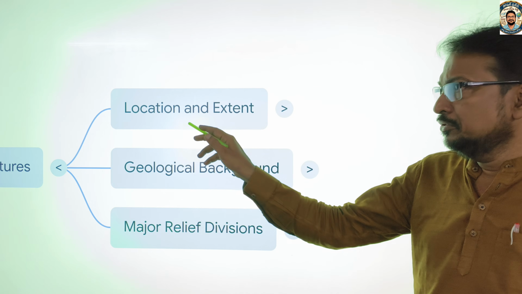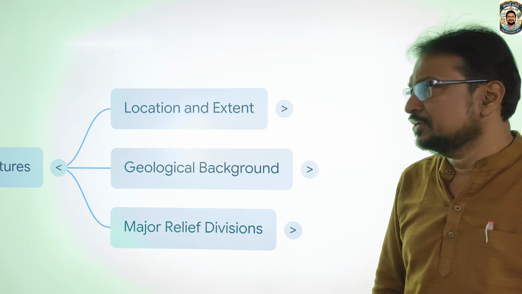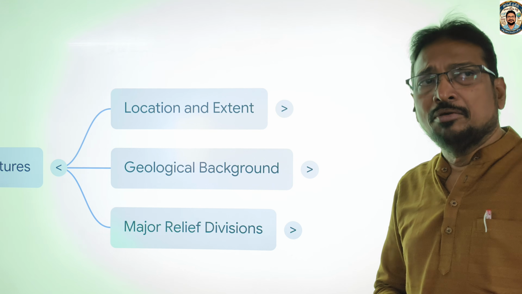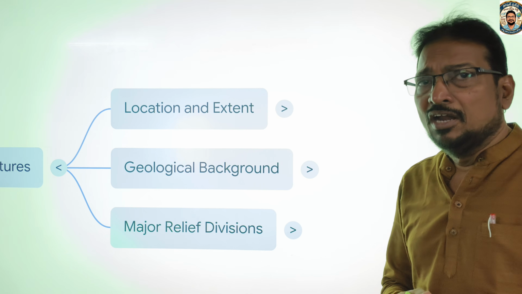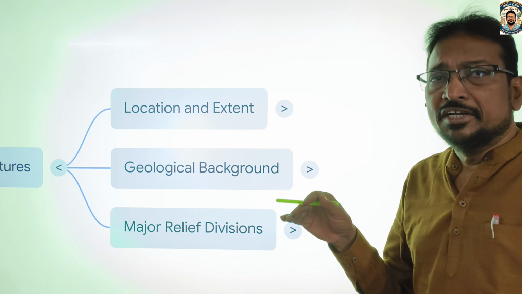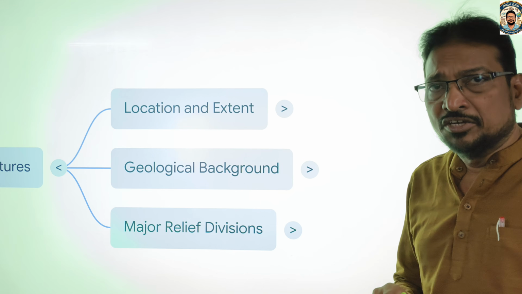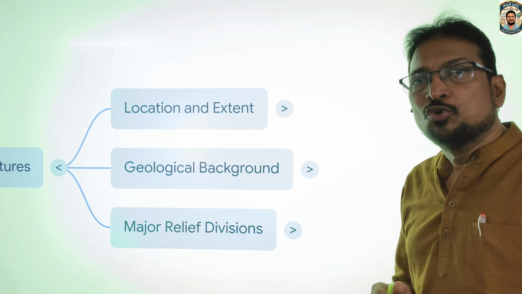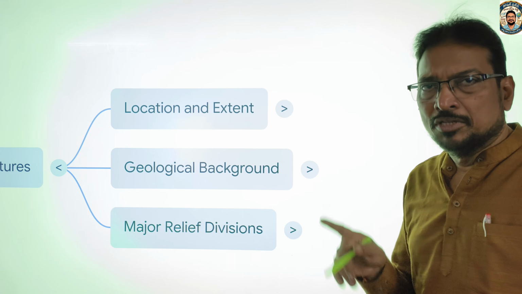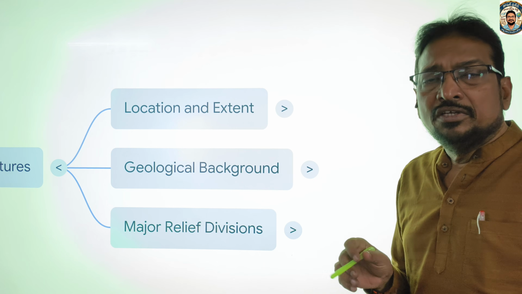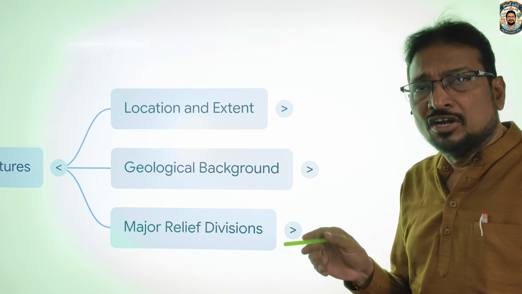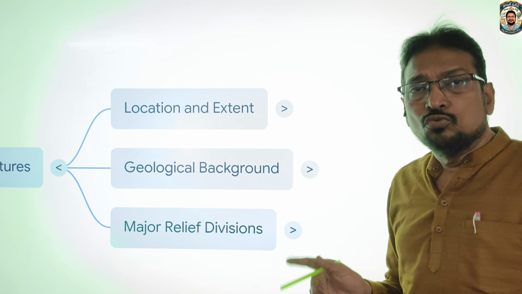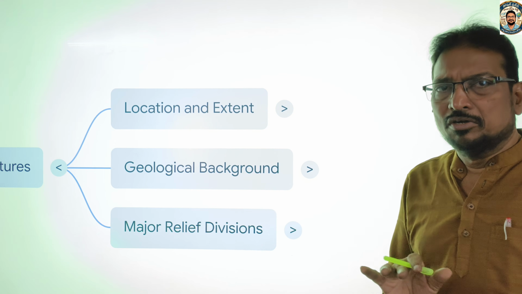Now again we are going to start with the location and extent. We know the location of India: India belongs to the northern hemisphere and the eastern hemisphere. What are the longitudinal and latitudinal extensions? India lies between 8 degrees 4 minutes north latitude and 36 degrees 7 minutes north latitude, and the longitudinal extension is from Gujarat to Arunachal Pradesh: at Gujarat 68 degrees 7 minutes east longitude and 97 degrees 25 minutes east longitude. This is about India's location.